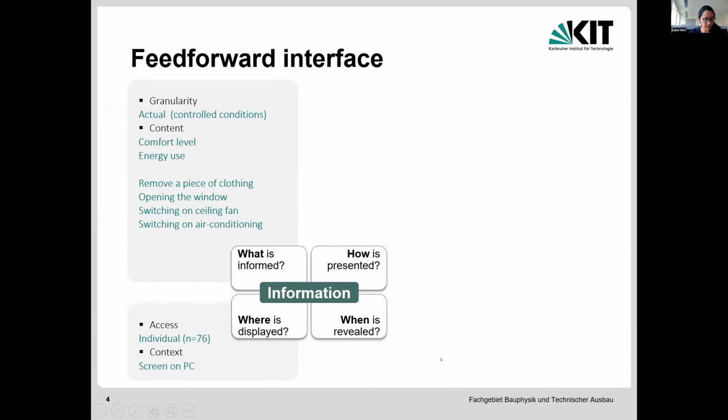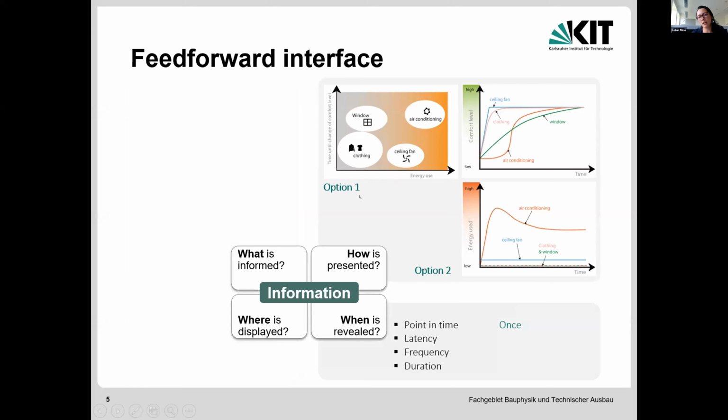So for this study, we are exploring the feedback collected from 76 participants in a naturalistic office environment after interacting with visual interfaces that provided some information about the comfort level and the energy use. The participants received 2 options of feedback, 2 different graphic interfaces.